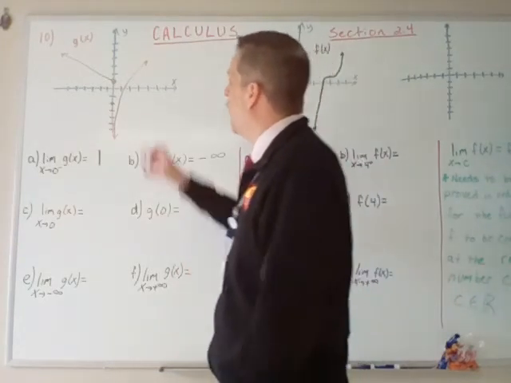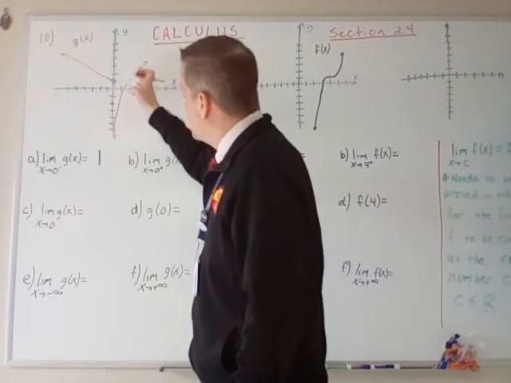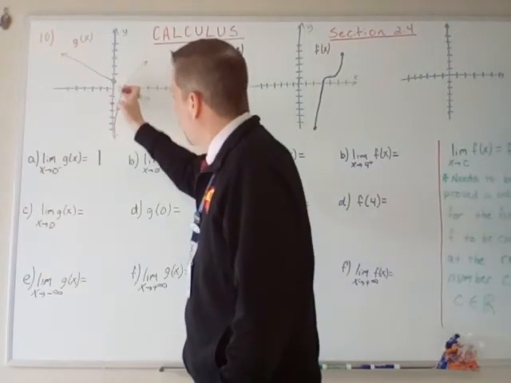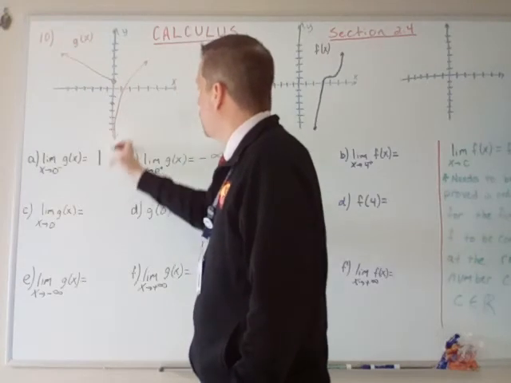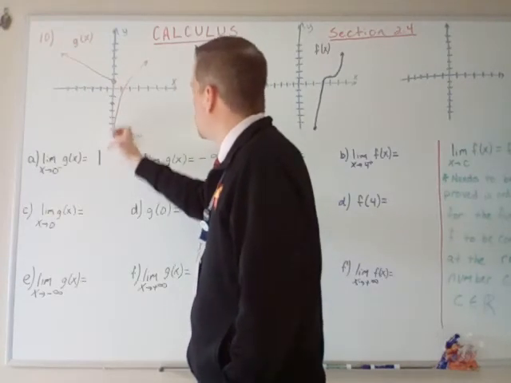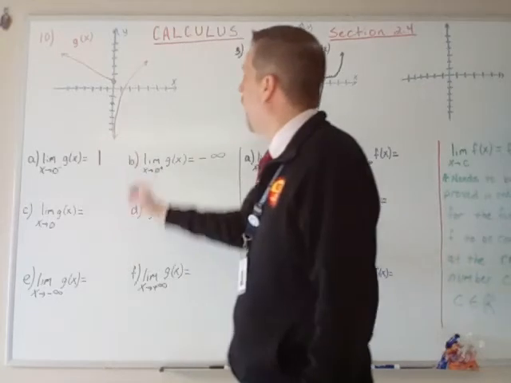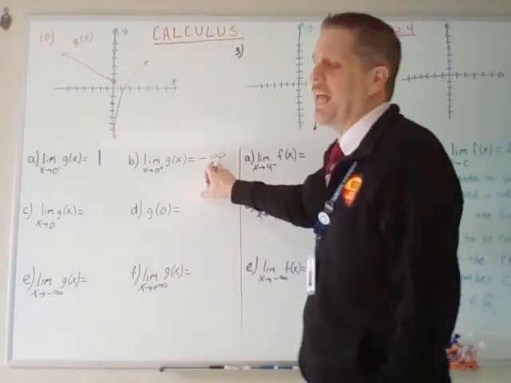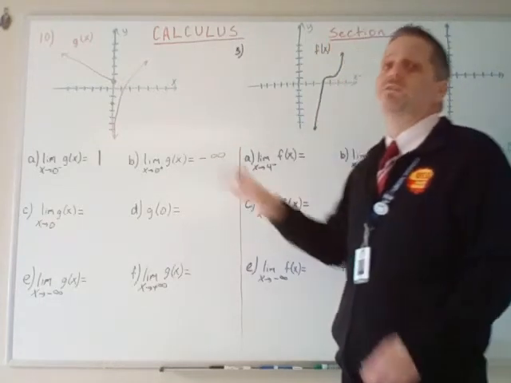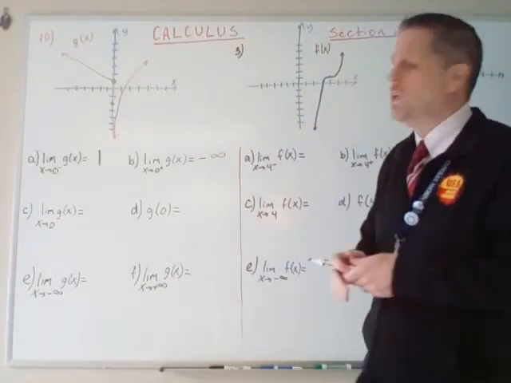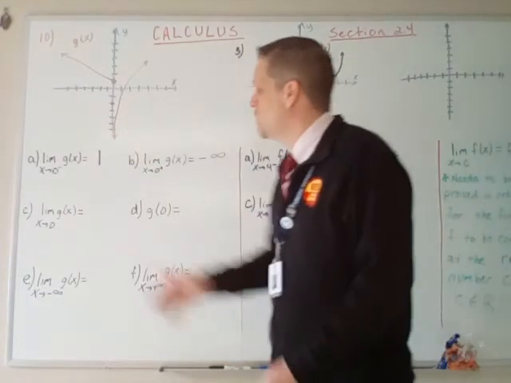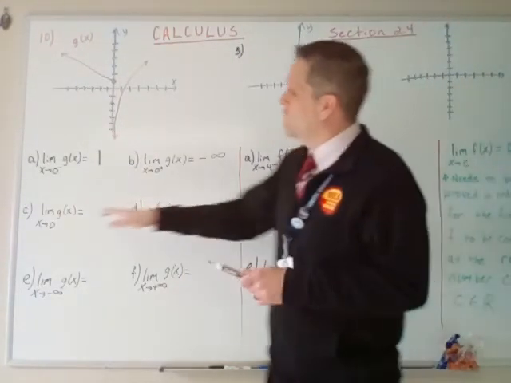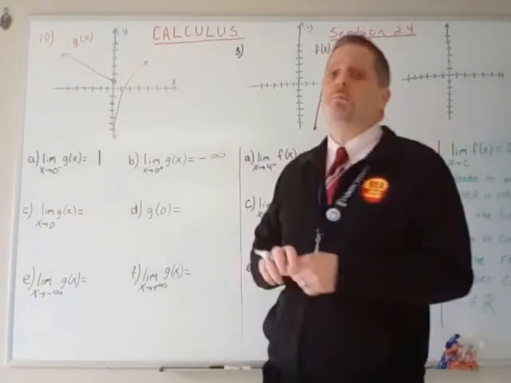Okay, well, what about as x approaches 0 from the right? So as x approaches 0 from the right, we're over here. Now, as we approach 0 from the right, the function is going downward forever without bound, and it's behaving like negative infinity. And we use negative infinity here to describe what is happening to the function to the right of 0.